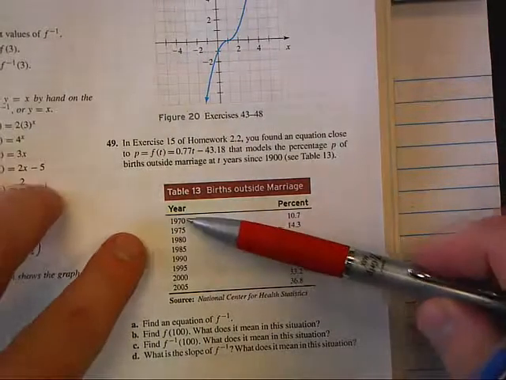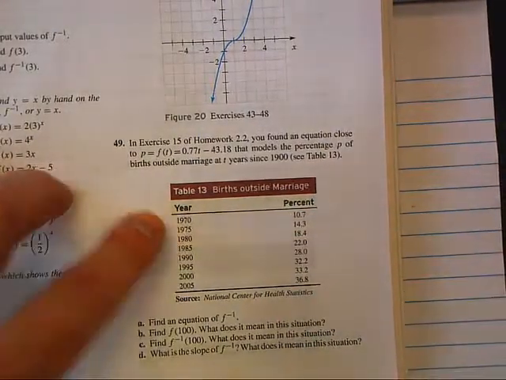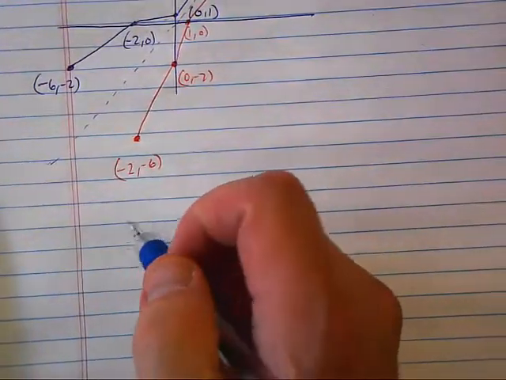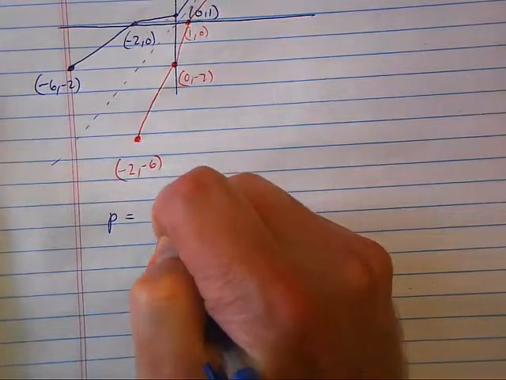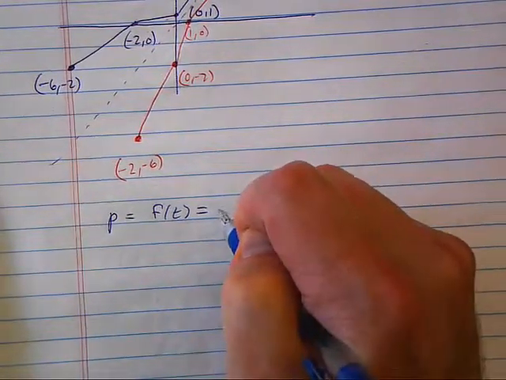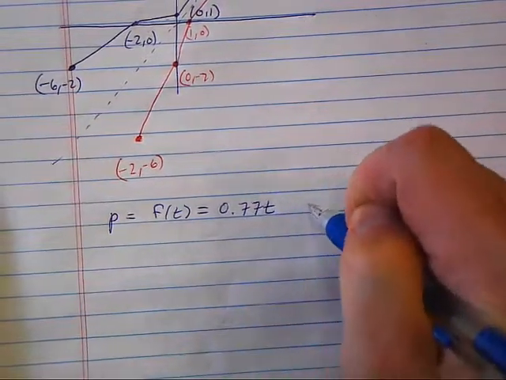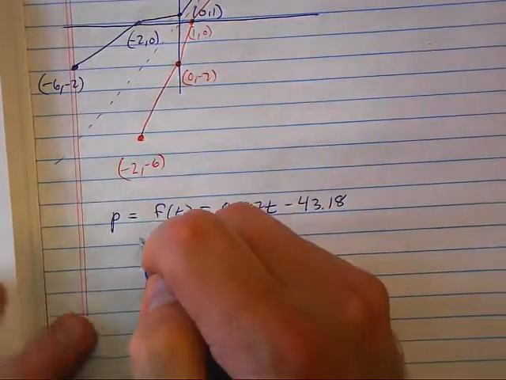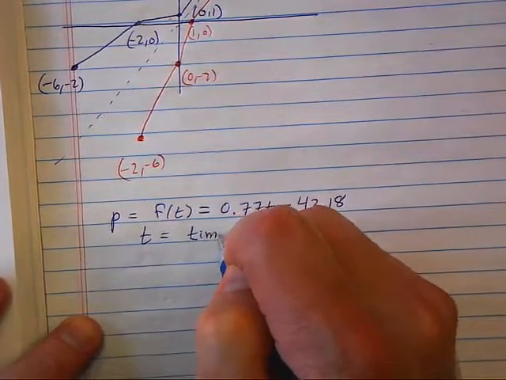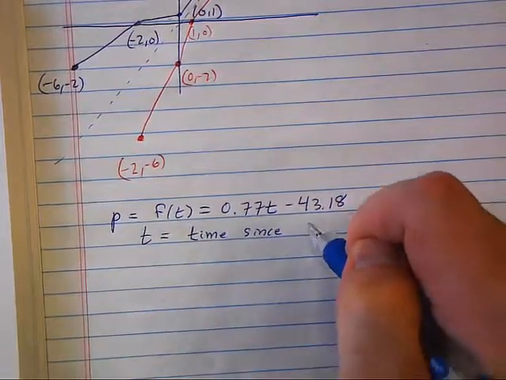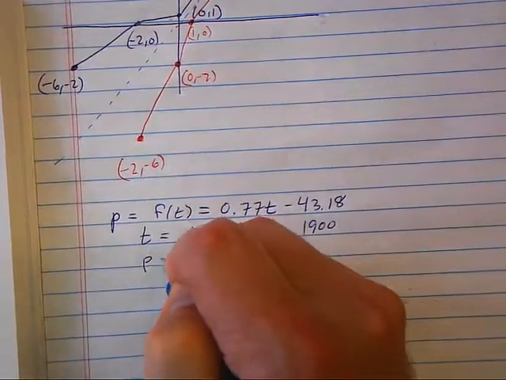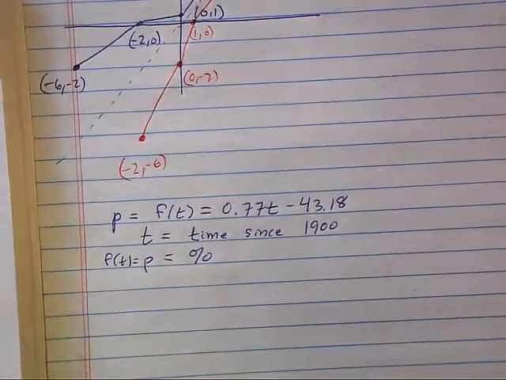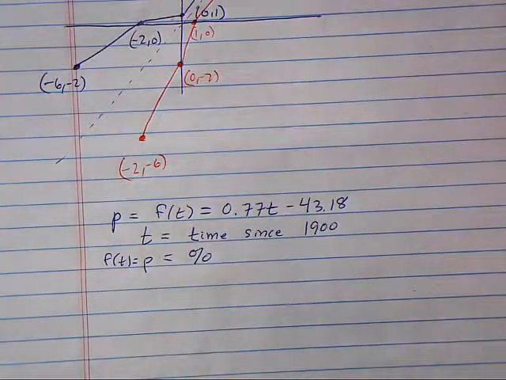Okay, but the idea is here, they're giving us a table, and from the table, we ended up with an equation. So the equation, and they tell us what the equation is. The equation is P equals f of t is 0.77t minus 43.18. And t is time since 1900, and P is percent. P is the same as f of t. Okay, part A, it says, find an equation for f inverse of x.